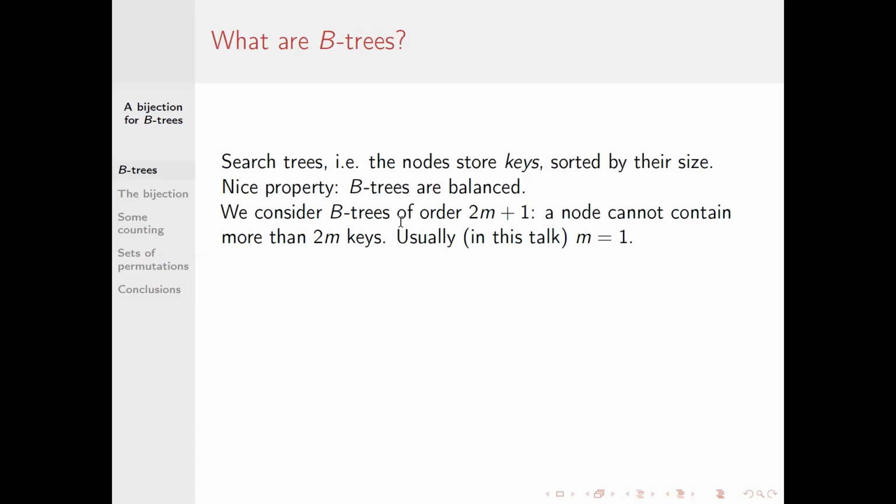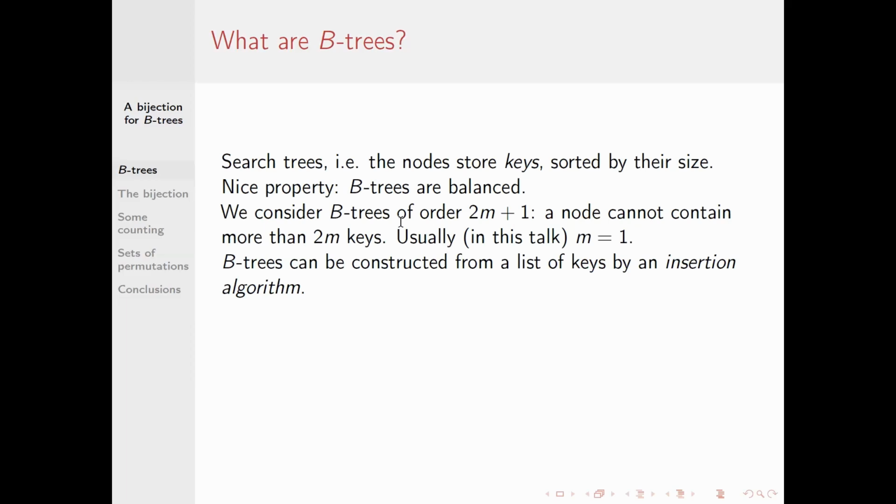They have a sort of a branching parameter, so we look at B-trees of order 2m plus 1. What this basically means is that a node cannot contain more than 2m keys, and you'll see how this looks like on the next slide. And I restrict for this talk to the case m equals 1 for most of it.